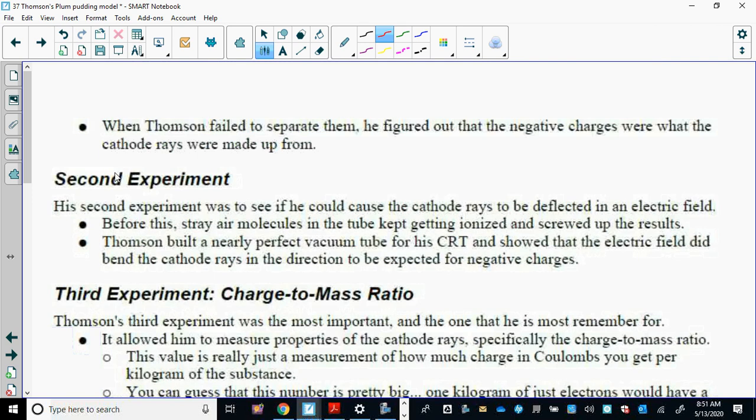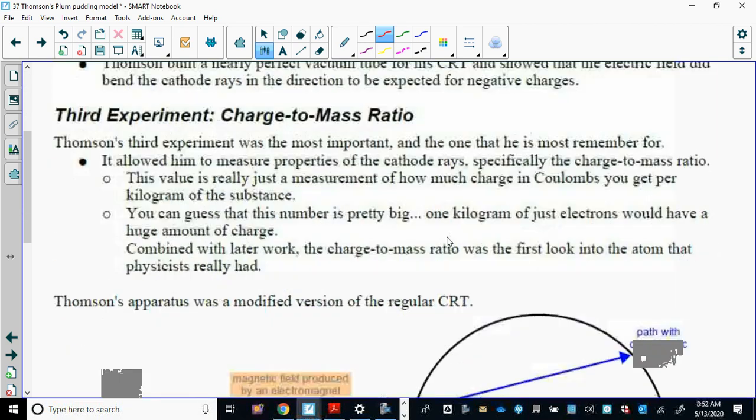You can read about the first and second experiment, but the third experiment is the one that we're really interested in. It says Thomson's third experiment was the most important and the one that he's most remembered for. It allowed him to measure properties of cathode rays. Cathode rays are just streams of electrons, specifically the charge to mass ratio. And why is that significant? Well, because remember, at this time, we didn't even know what electrons were. There was no such thing as an electron.